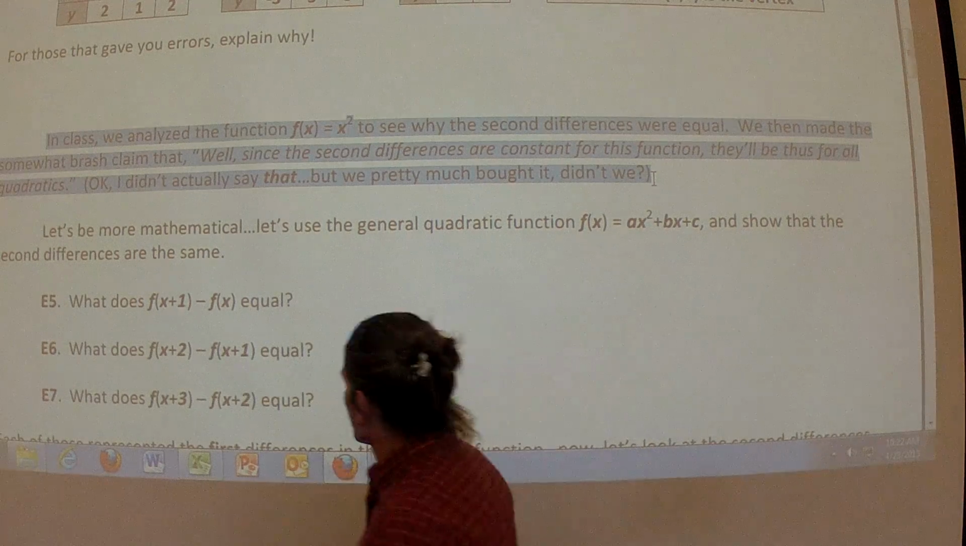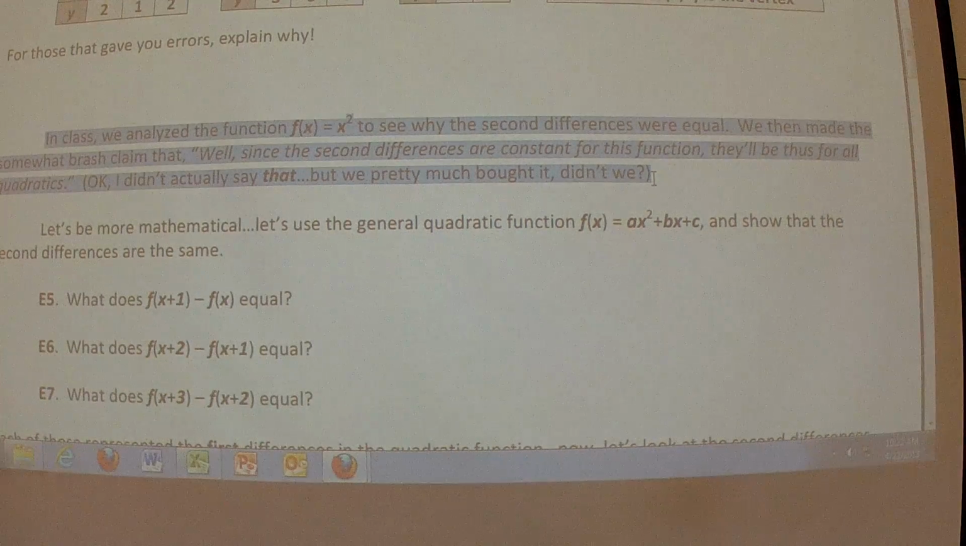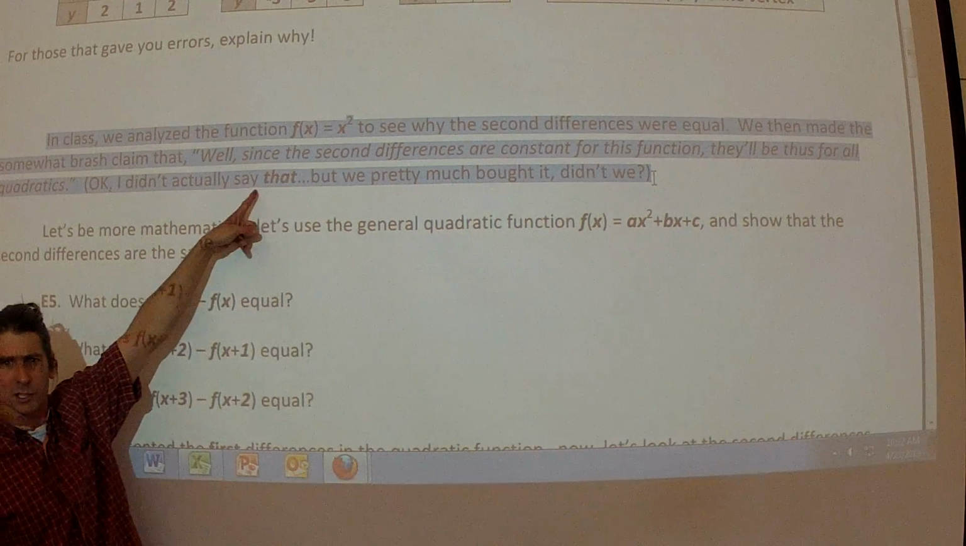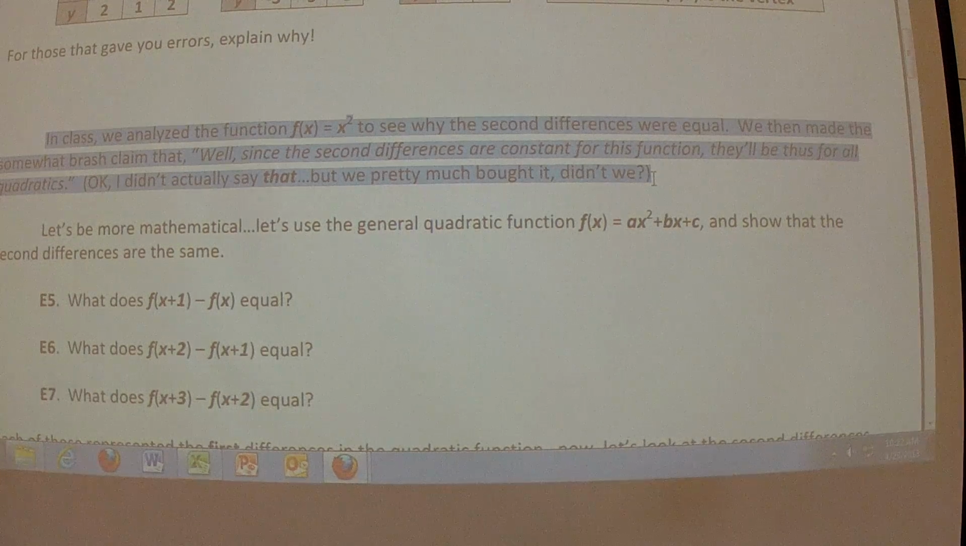Great question. We looked at a function, I think it was actually f of x equals x squared, that we looked at in class. We said, if x is 1, y is 1. If x is 2, y is 4. If x is 3, y is 9. And we did first differences that were all different, but then second differences were the same. And then we made essentially this claim, oh yeah, for quadratics, second differences are constant. And you were like, sweet, I'm getting hungry and I want to get lunch, so I don't care if it's true or not, let's just get out of here.